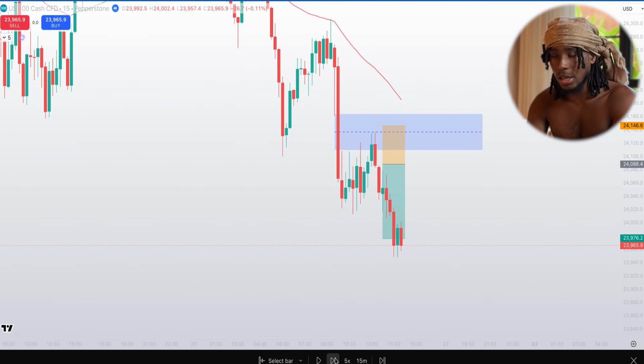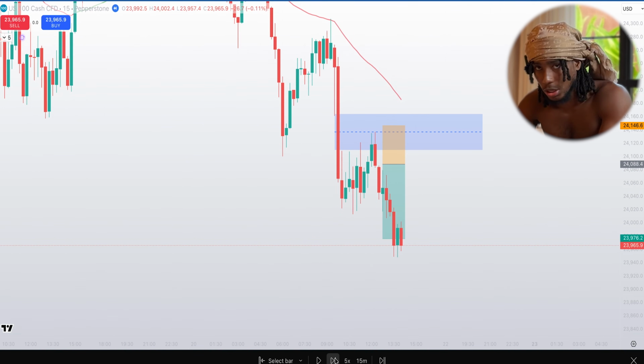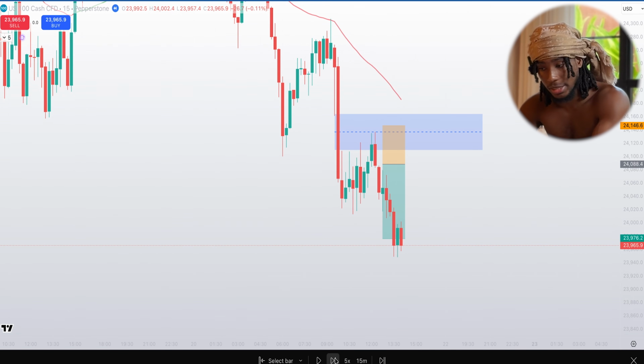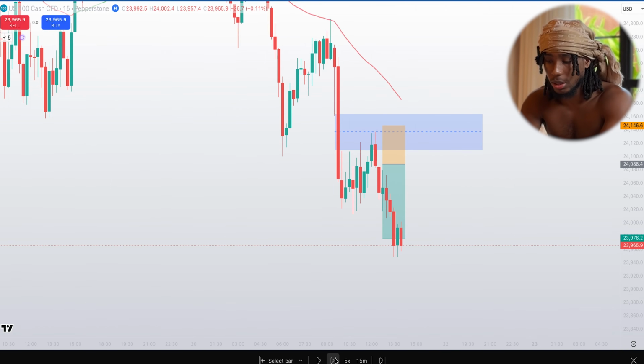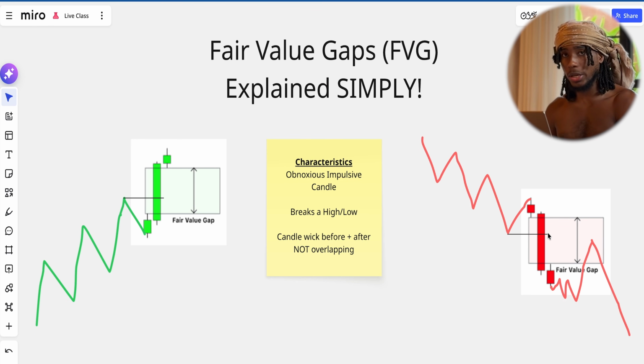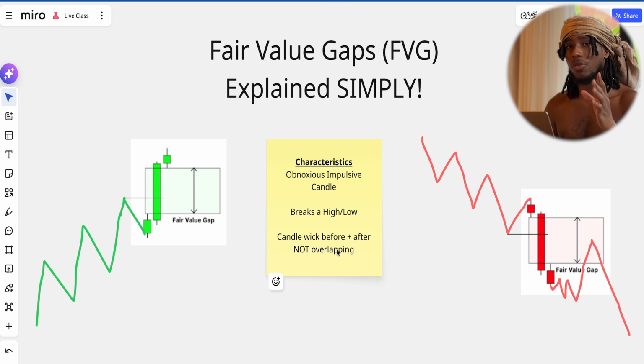It's really that easy. Just remember that obviously the market isn't always going to be this clean all the time. Confirmation isn't always going to be that clean, but that is how to use a fair value gap in a downtrend. So I just showed you an example of a fair value gap in an uptrend as well as a downtrend. Now, one of the other characteristics I wrote here is that the candle wick before and after cannot overlap. Okay, so I'm gonna show you an example of that, so that way you guys don't draw fair value gaps wrong.